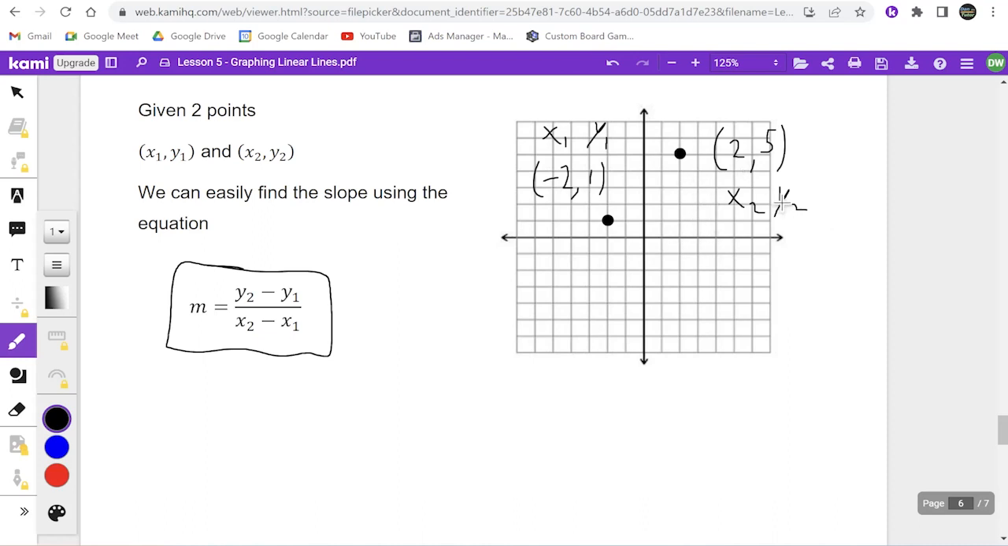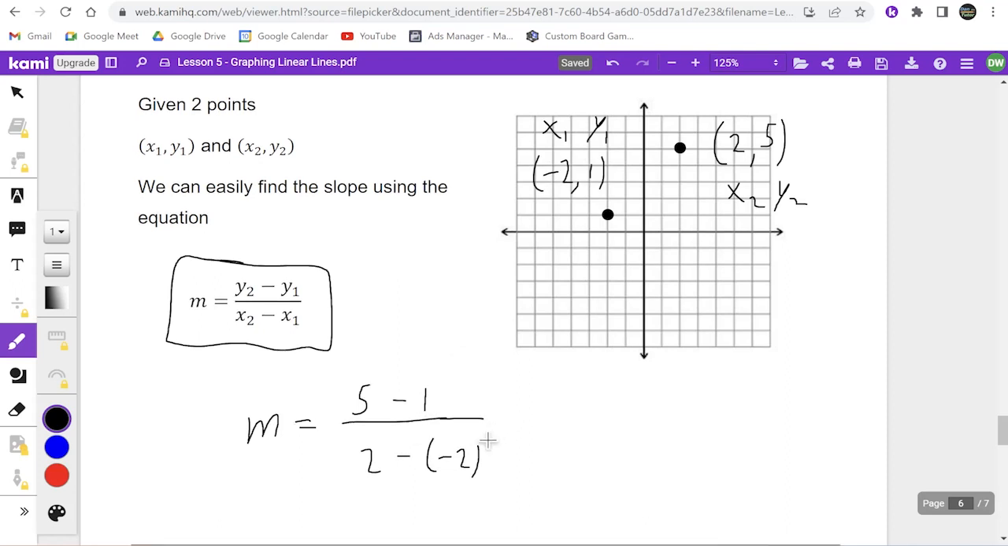Anyways, x2, y2, x1, y1, we have all the points. So that means I can just plug in this formula here. M is equal to y2, which is 5, minus y1, which is 1. And I'm getting these numbers because I annotated everything, and I recommend you do the same thing for the first few times you do this. Divided by x2, which is 2, minus x1, which is -2.